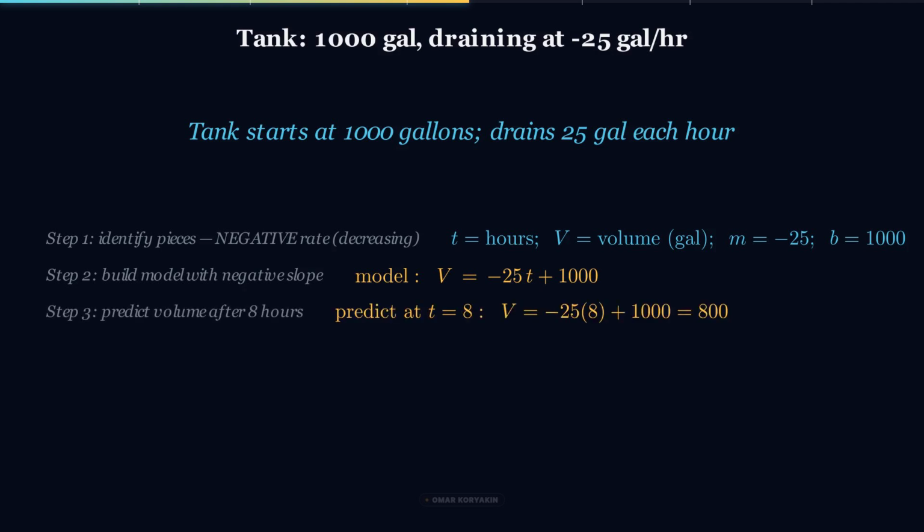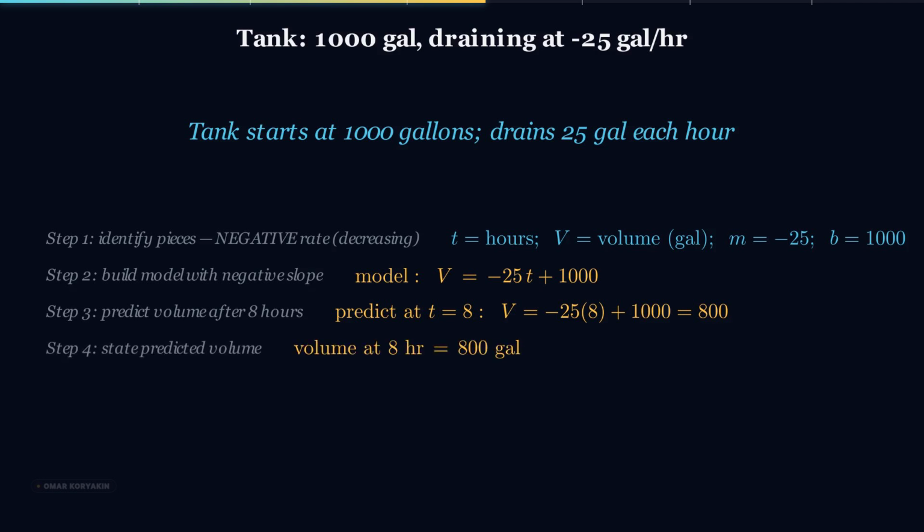Step 3. Predict the volume after 8 hours. Substitute t equals 8 into the model. V equals negative 25 times 8 plus 1000 equals negative 200 plus 1000 equals 800. So after 8 hours of draining, the tank still holds 800 gallons.